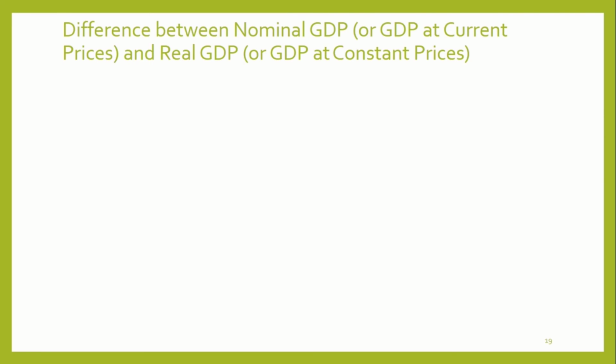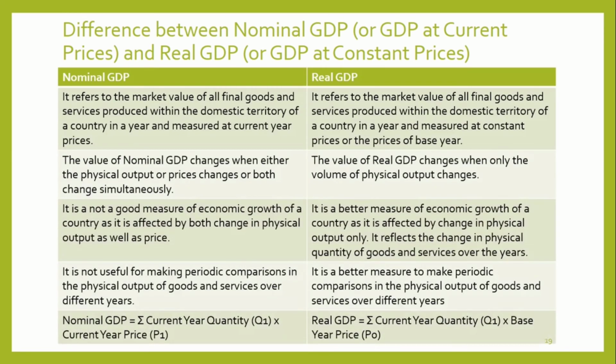Difference between nominal GDP and real GDP. Nominal GDP refers to the market value of all final goods and services produced within the domestic territory of a country in a year and measured at current year prices, whereas real GDP refers to the market value of all final goods and services produced within the domestic territory of a country in a year and measured at constant prices or the prices of the base year.